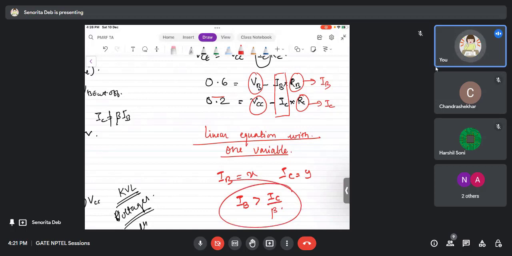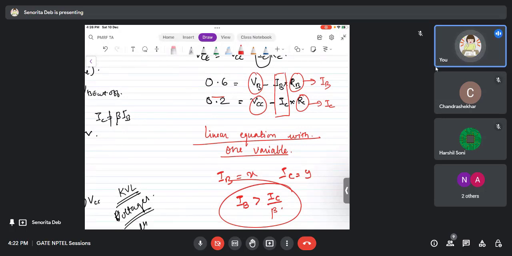You assume it is in active region, you solve it, and then you see whether your assumption was correct or not. If your assumption is correct, it is in active region and your answers are correct. If your assumption came out to be wrong, because you will find VCB, then you have to check whether it is in saturation. So you will see that this current will arrive.